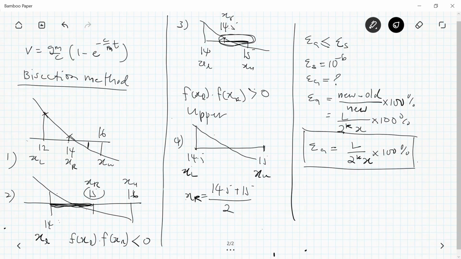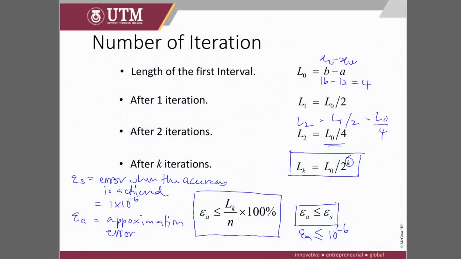Okay, so this is similar to the slides, which is this one. But I think this is from the textbook. I think this one should not be n, but this one should be x, or the root. Okay, the root. Now the next thing to determine is what is ES. ES is 10 to the minus 6, right? ES is 10 to the minus 6.